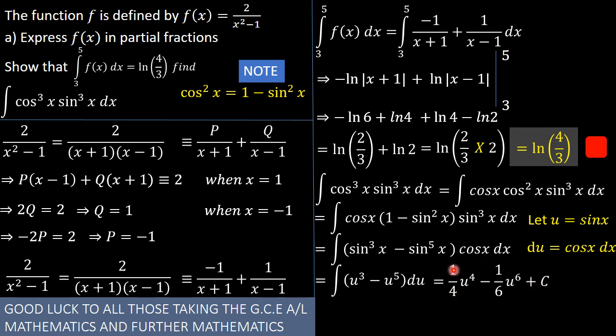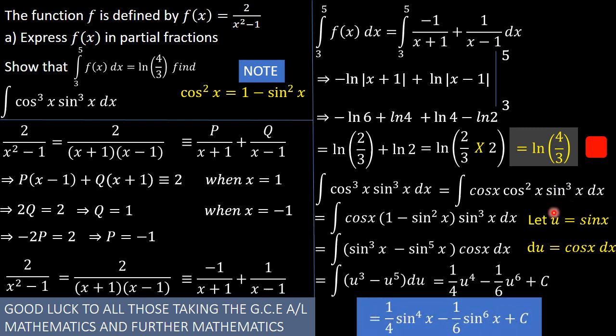But we have to go back to x, since this is an indefinite integral. Keep in mind that our u is sine x. Good. So we are just going to have 1 over 4 sine to the power 4 x minus 1 over 6 sine to the power 6 x plus c.